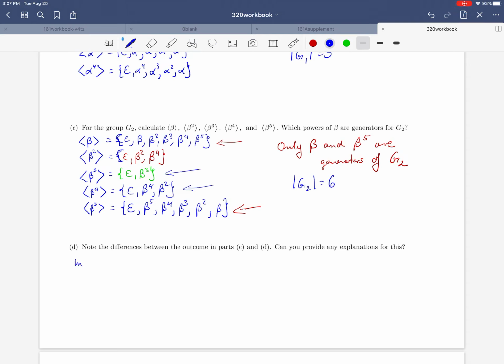So in G1, we had that the order of the group is equal to 5, which is prime, and every element generates the entire group G1.